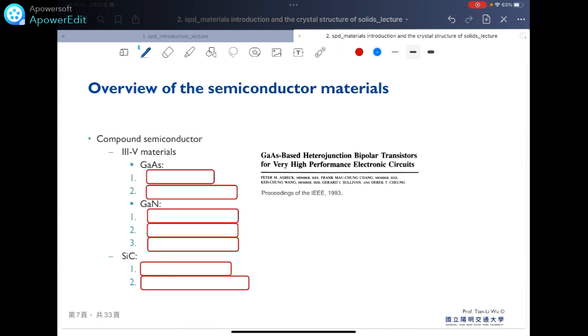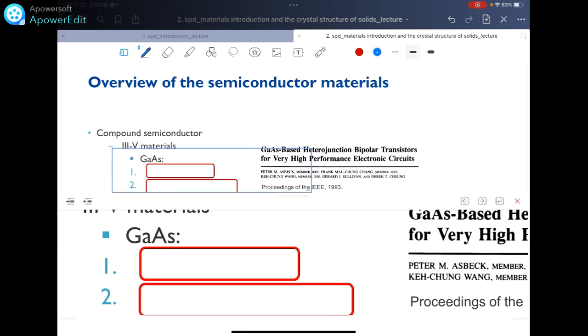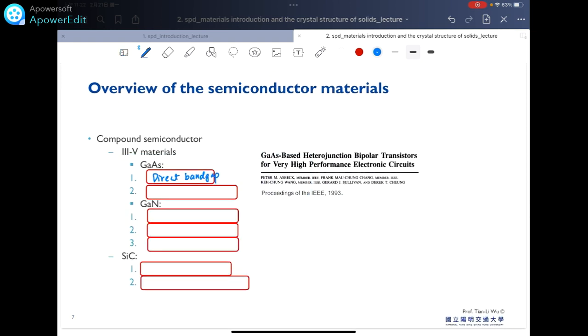Okay, so consider the compound semiconductors here. There are also several important materials I want to introduce. The first one is gallium arsenide. Gallium arsenide is a direct bandgap material. And the most important part is that gallium arsenide has very high electron mobility.